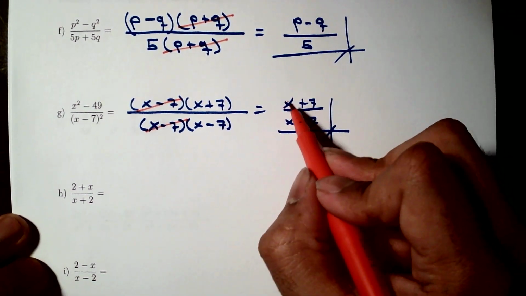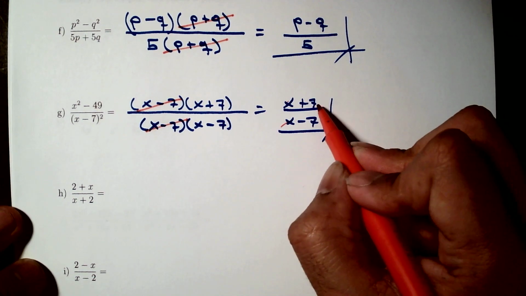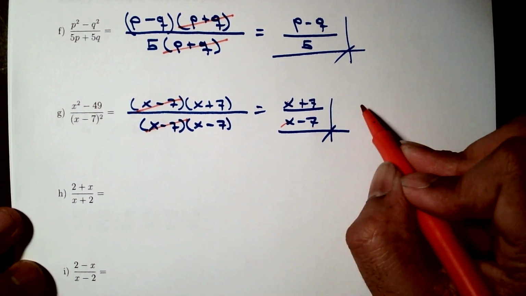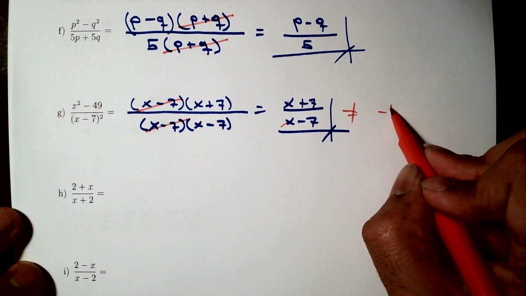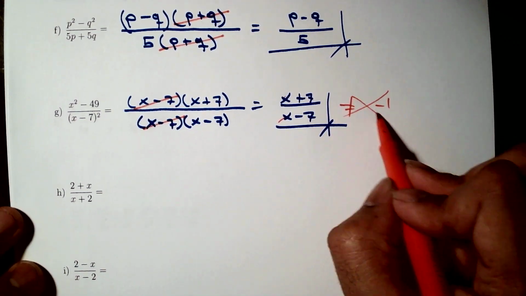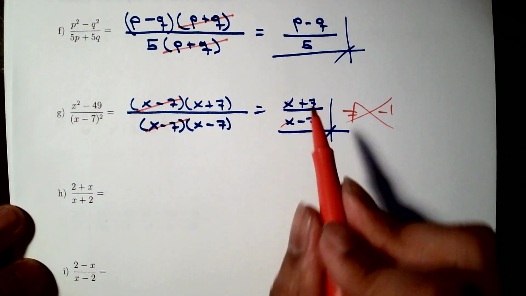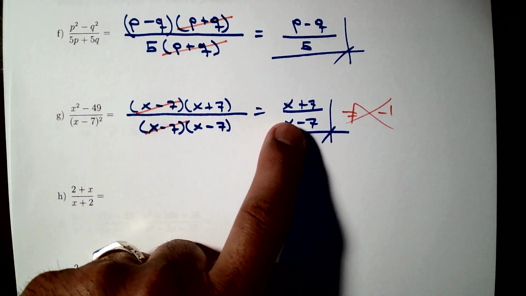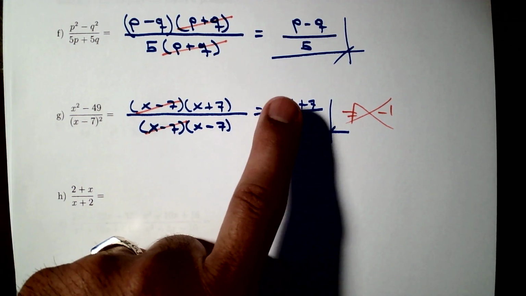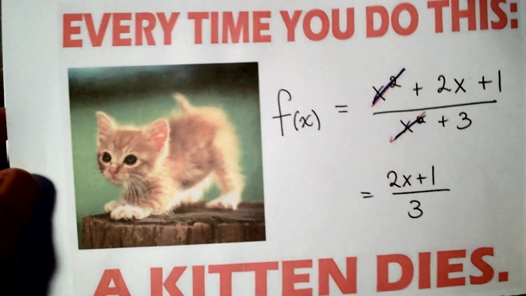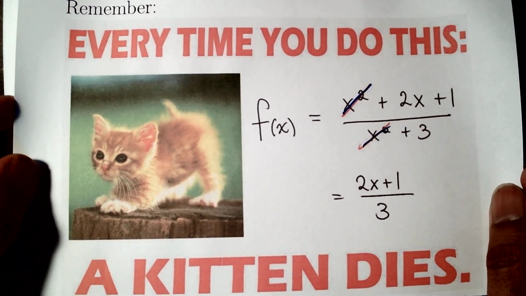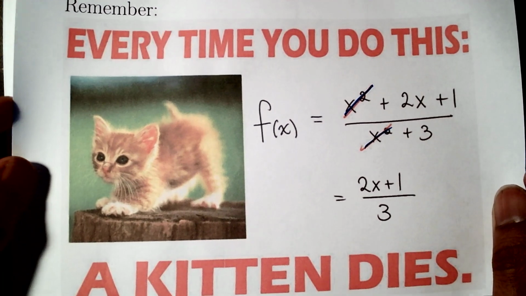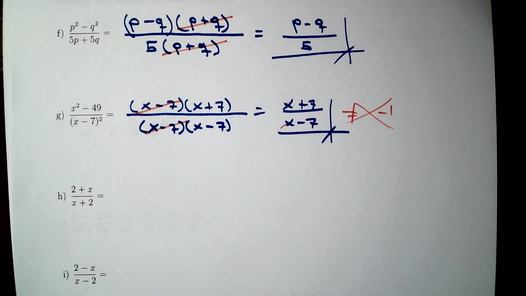We don't cancel this x to get, and we don't cancel this 7 over 7 to get negative 1, for example. That's not how we do it. Okay? This is the final answer. Otherwise, what happens if you cancel out terms like this? A kitty dies every time you do that. Okay? And Math Excel is going to mark it wrong, of course. So two things are going to happen. All right?